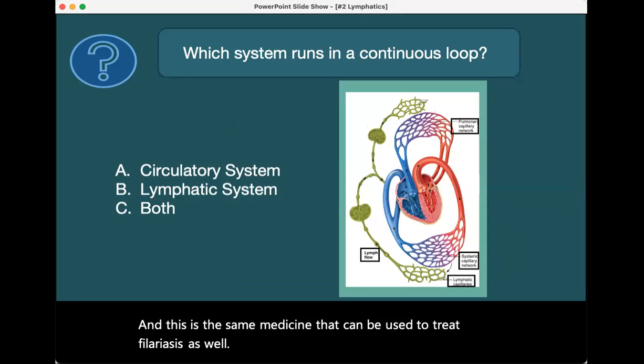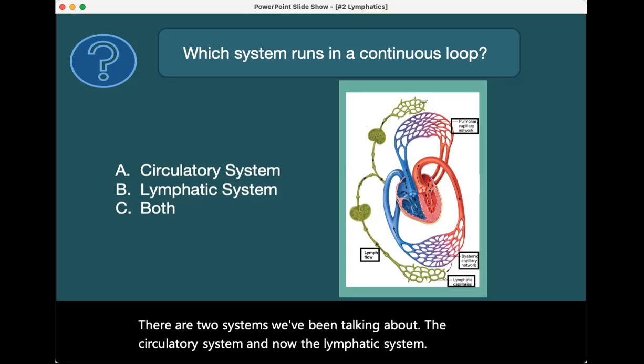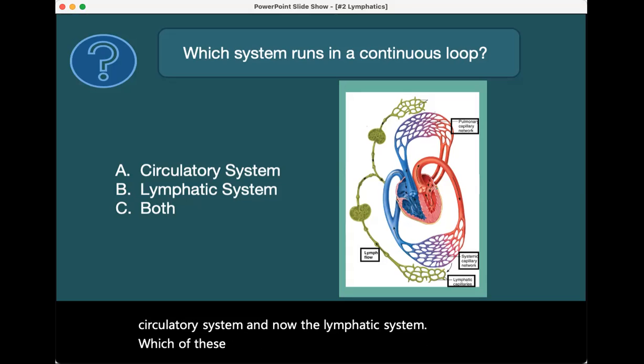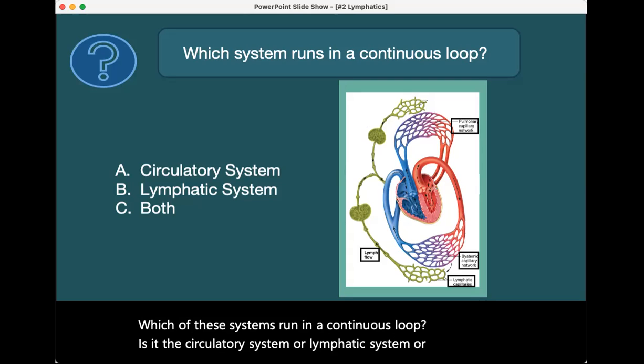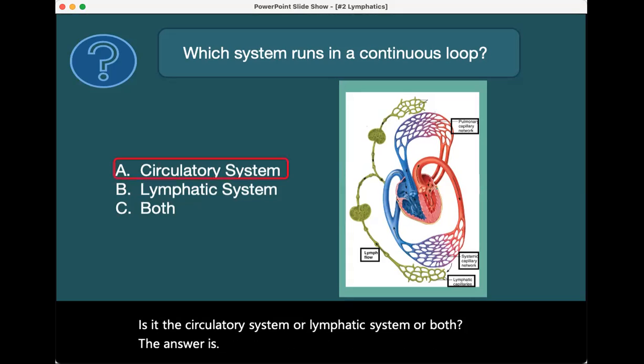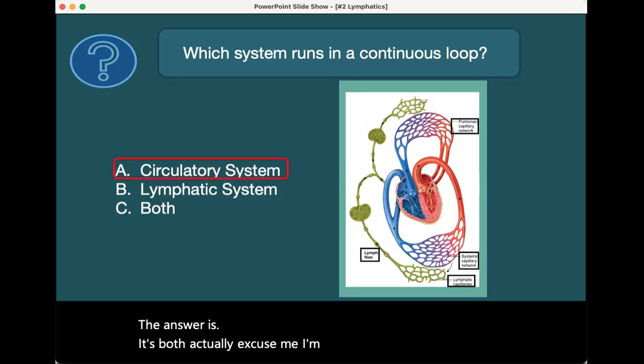Next question. There are two systems we've been talking about, the circulatory system and now the lymphatic system. Which of these systems run in a continuous loop? Is it the circulatory system or the lymphatic system, or both? And the answer is it's both. Actually, excuse me, I'm sorry. Sorry, it's only the circulatory system.